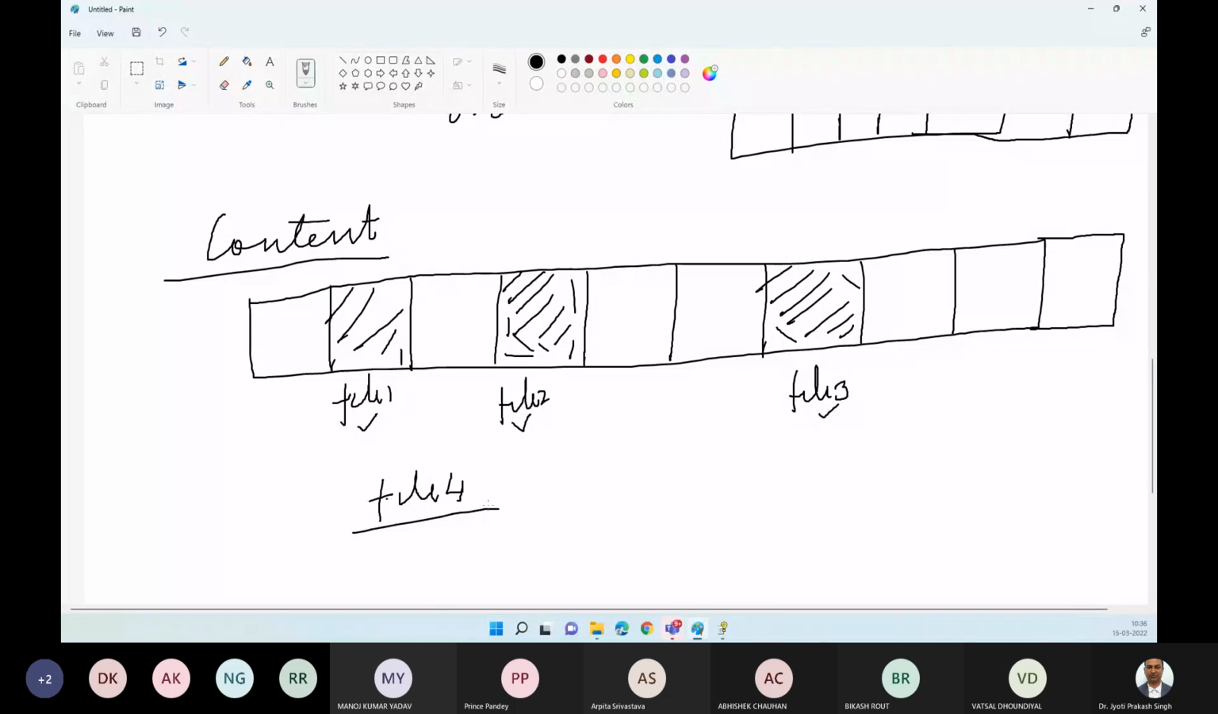And when this requirement of file 4 came, file 4 is of size say 1000 bytes. So 1000 bytes means it will require 2 sectors. That's for sure. Isn't it? एक sector में तो नहीं होगा because one sector is of 512 bytes only we are considering here. So we require 2 sectors. So what are the allocation strategies? हम कैसे इसको allocate कर सकते हैं?